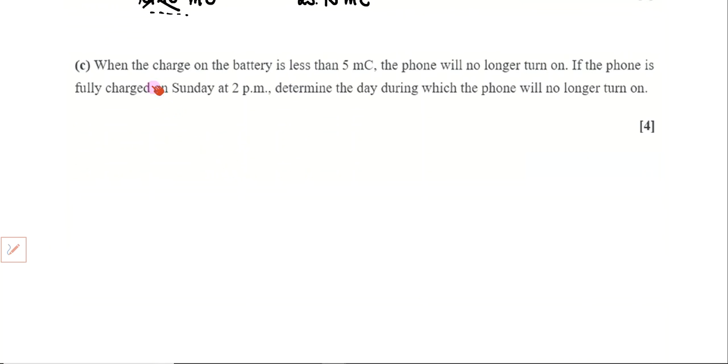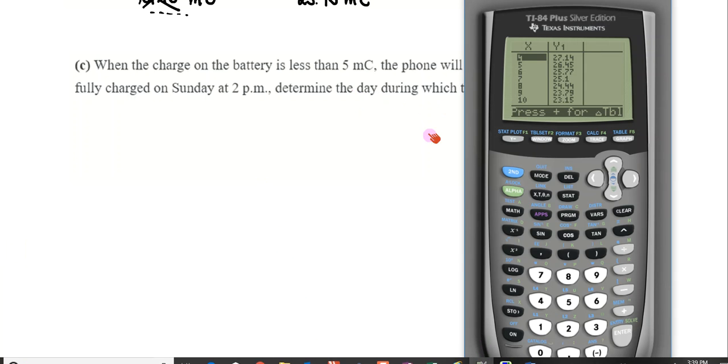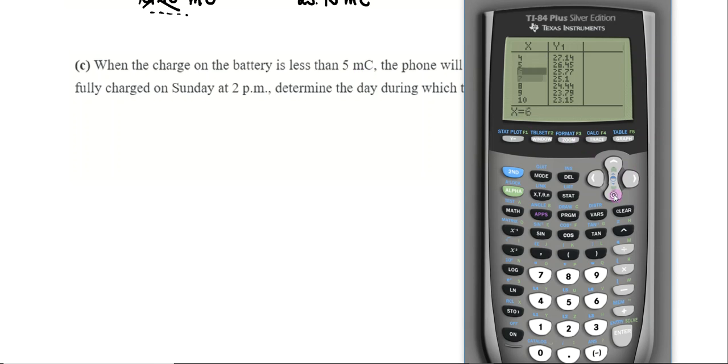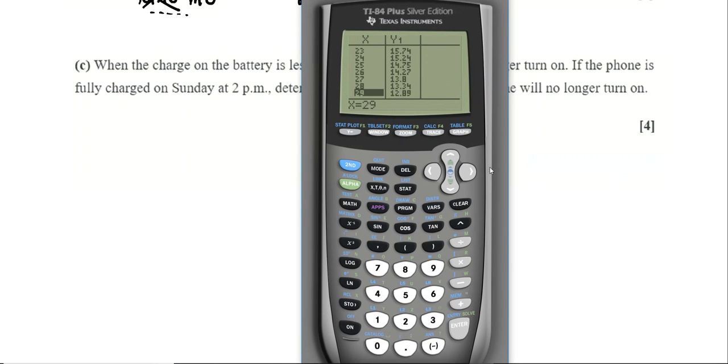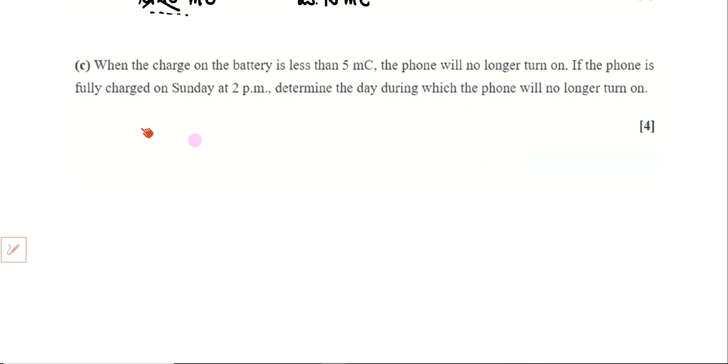Okay. When the charge on the battery is less than 5, the phone will no longer turn on. If the phone is fully charged on Sunday at 2 p.m, determine the day during which the phone will no longer turn on. So we need to know, when is the battery less than 5? So actually, if I'm in my table, I can just keep going. It's going to take me a while, but I am going to get there. I could do it in a different way, but I'm already in this screen. So let's keep going. Less than 5. It is 54 hours.